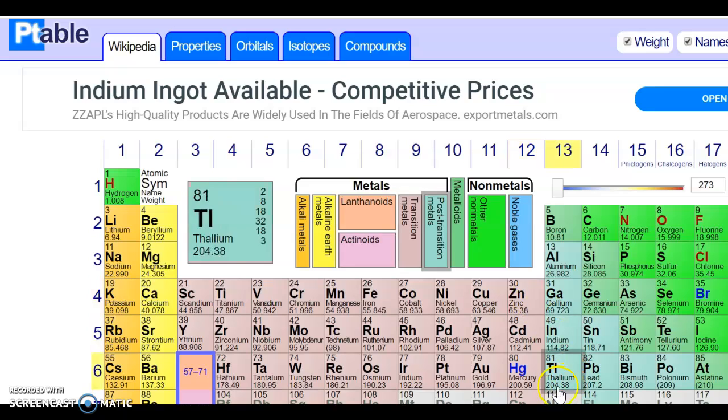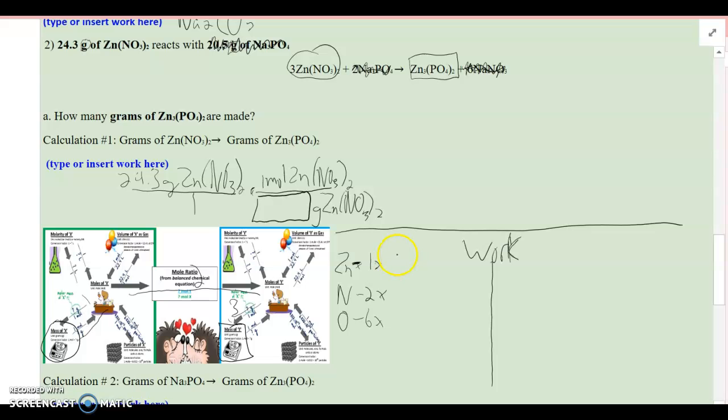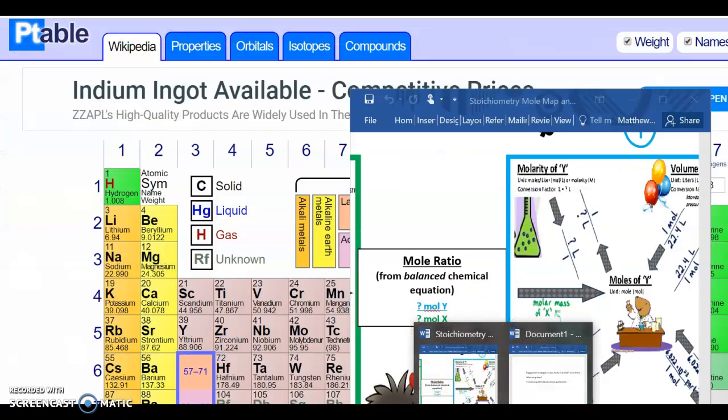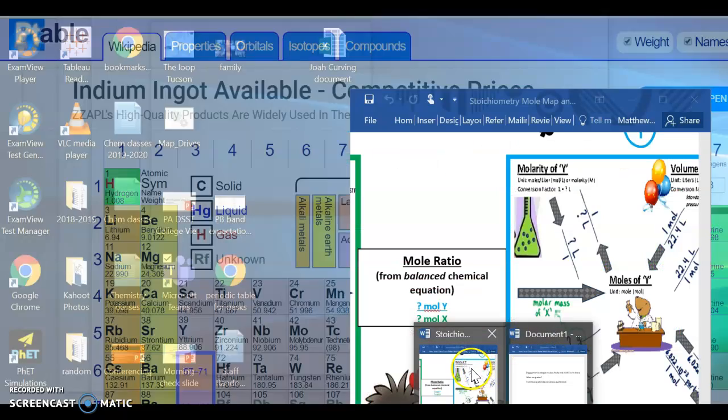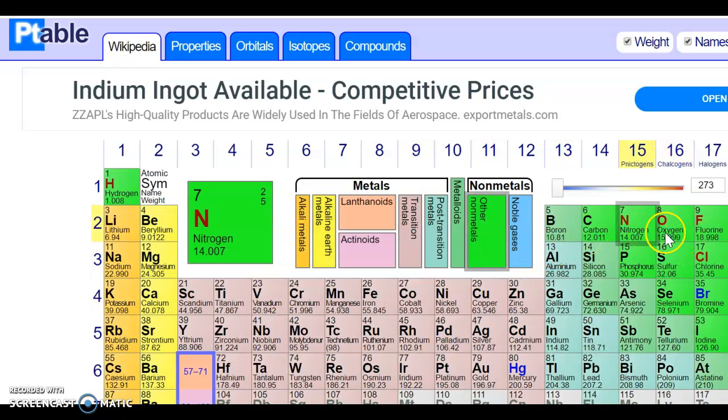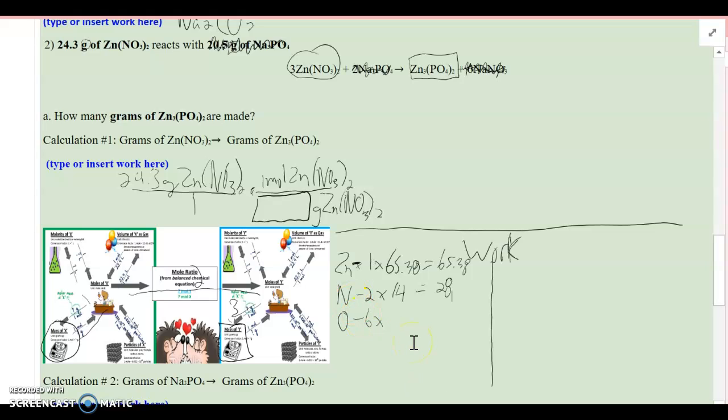All right, zinc 65.38. N, I believe, is somewhere around 14. Yeah, and I'm going to use exactly 14 here as well. So that's where I get the number from, 14. I'm just going to round it. This problem's hard enough as it is. Times 2, 2 times 14. I'm doing this in my head. So 14 plus 14 is 28. Oxygen, 6 times, I believe it's 15.99999. Yep. And that is going to round to 16.